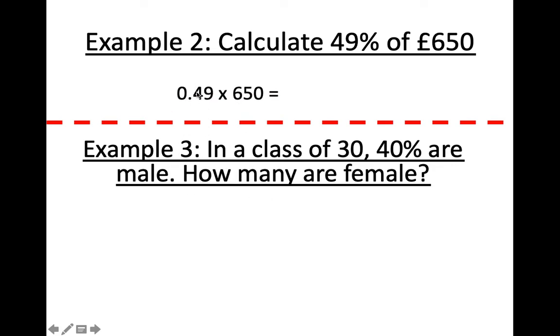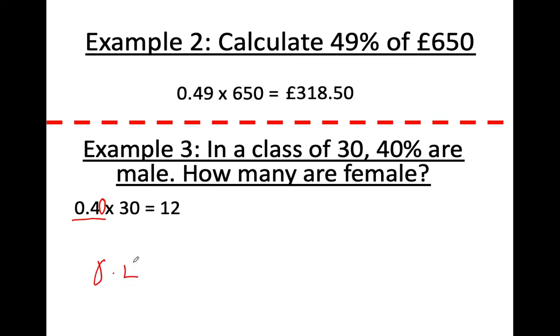Example 2. Again, we take the 49%, we change it to a multiplier, and then we multiply it by the original amount. Final question, 0.4 multiplied by 30 is 12. This time, we don't need to write an additional 0 on the end because it's insignificant. It doesn't change the decimal. Whether you write it as 0.4 or 0.40, they are both the same.